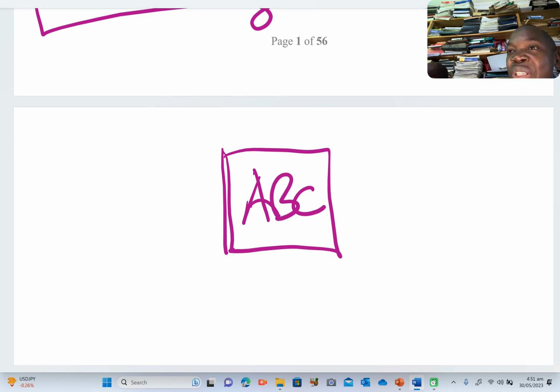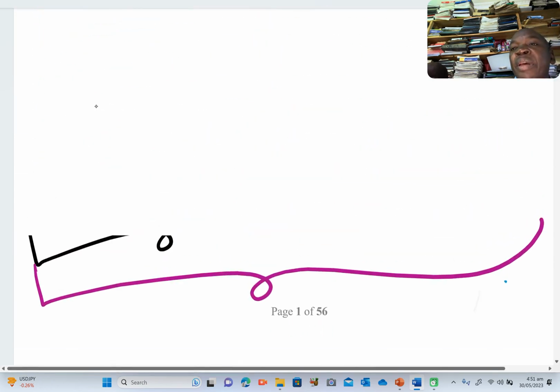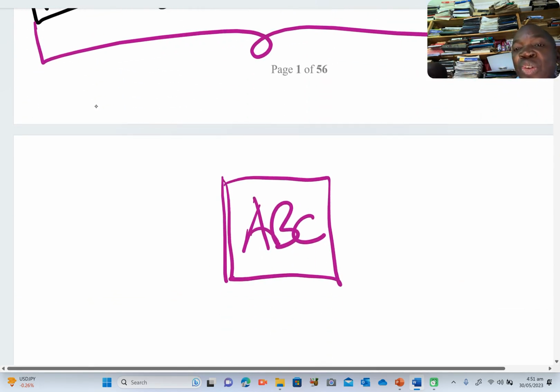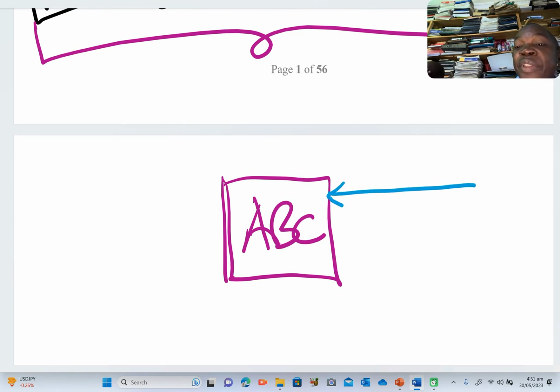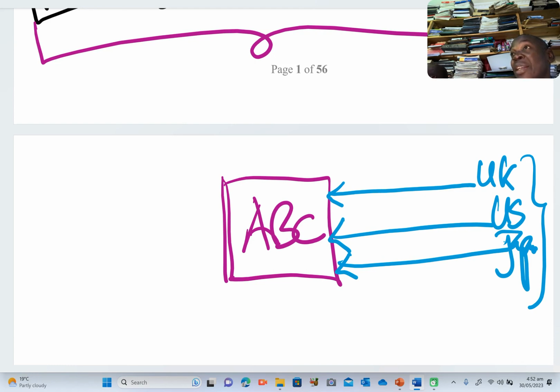So it has sold goods somewhere as depicted. It has sold goods to where? I said UK, US, and Japan. You see, it has sold goods on credit to a customer in UK, to a customer in US, to a customer in Japan. Do you understand that?